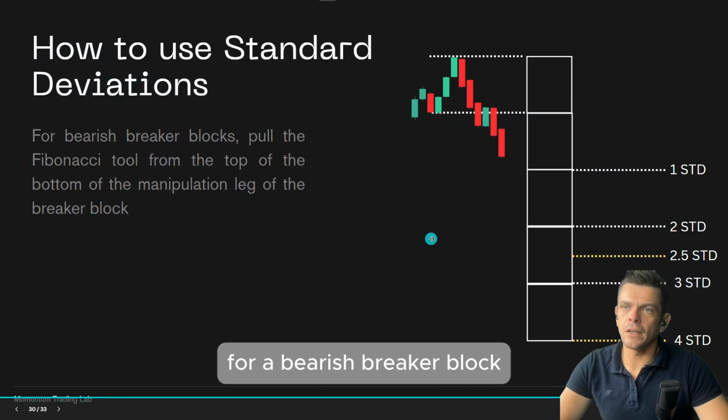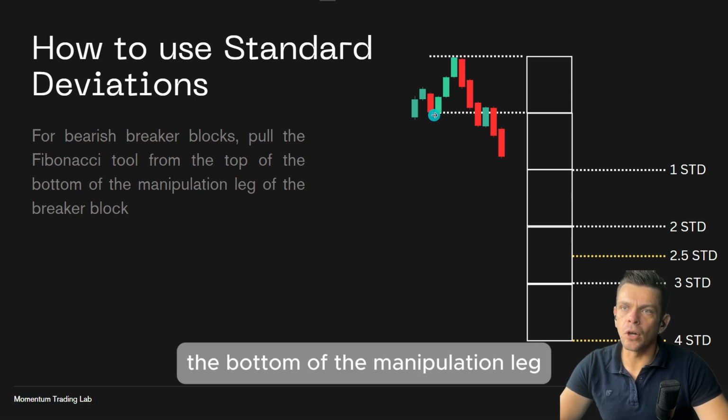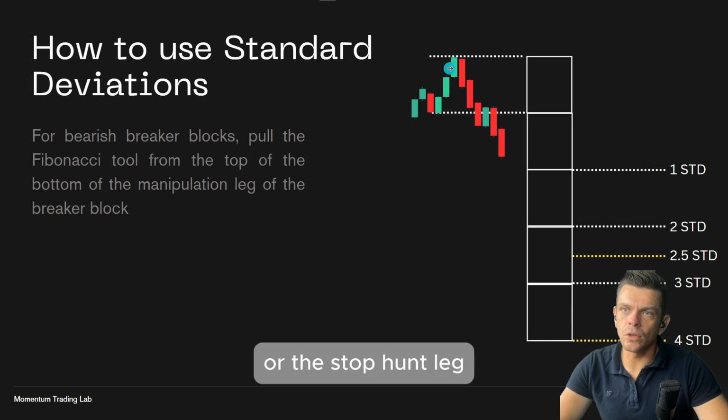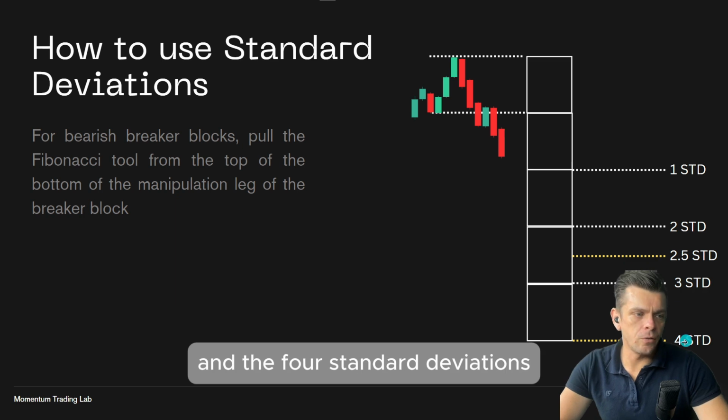For a bearish breaker block, you're going to take your fib tool, you are going to pull it from the top to the bottom of the manipulation leg or the stop hunt leg. Then you will see the 2.5 standard deviations and the 4 standard deviations.